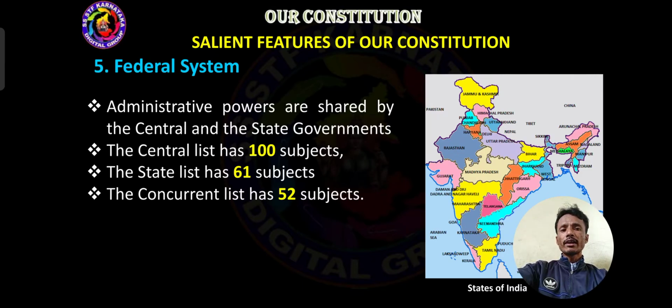And the concurrent list has 52 subjects. So what is the meaning of concurrent here? It means it is happening, done at the same time. Got it? The concurrent list has 52 subjects happening, done at the same time.